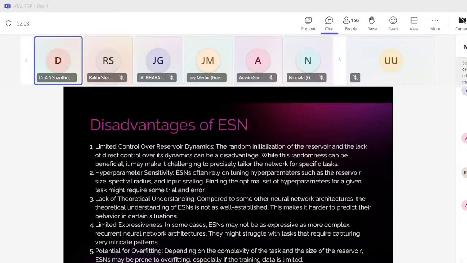And the lack of theoretical understanding: compared to other traditional neural network architectures, the theoretical understanding is somewhat not well established in the case of the ESN. This makes it harder to predict their behavior in certain situations. It is not applicable for all situations. And limited expressiveness. In some cases, ESN may not be as expressive as more complex neural network architectures. They might struggle with tasks that require capturing very intricate patterns.